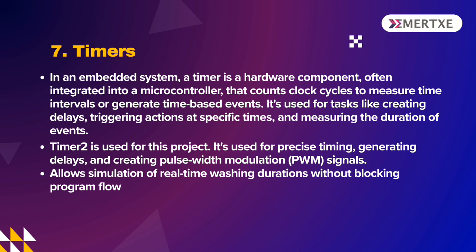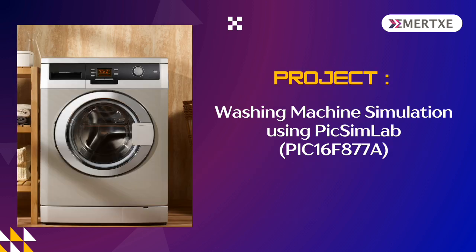Timer 2 is used for this project. It's used for precise timing, generating delays, and creating pulse width modulation signals. It allows simulation of real-time washing durations without blocking program flow. The implementation of the project and further topics will be continued by my teammate Kalyan.